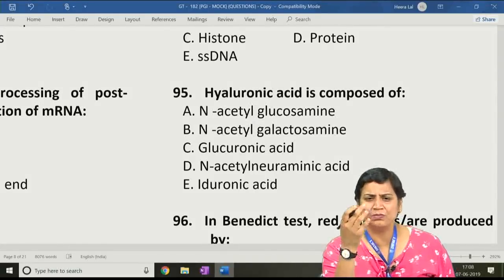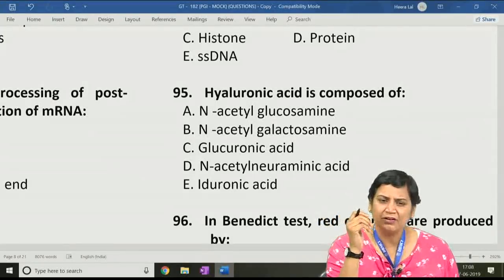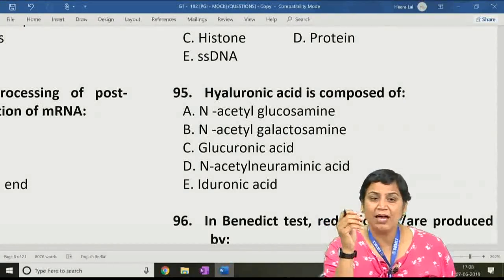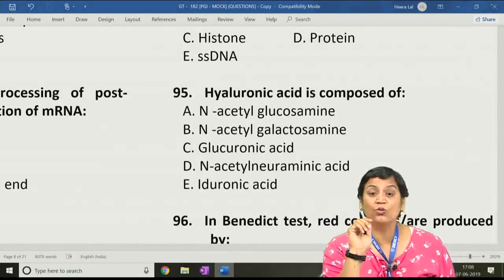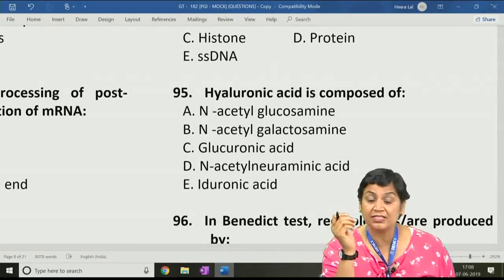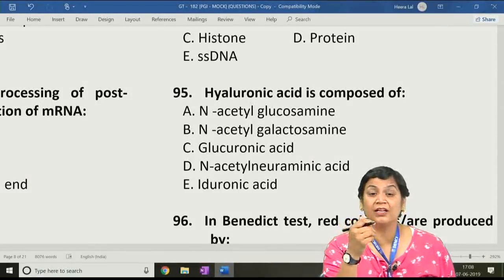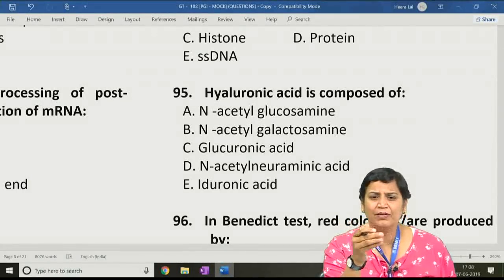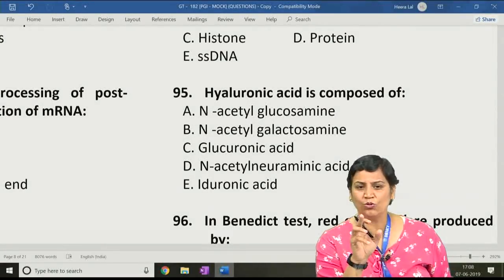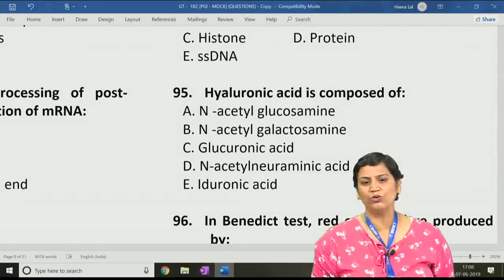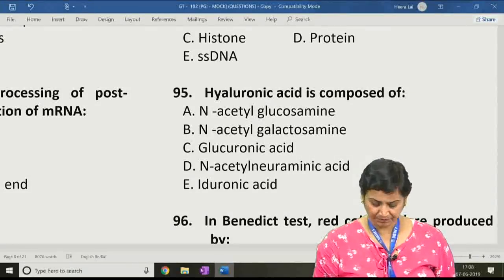Mucopolysaccharides have a wide classification. Some are sulfate containing, some are sulfate free. Some have glucuronic acid, some have iduronic acid. Some have only glucosamine, no uronic acid is there. For example, keratan sulfate is there, chondroitin sulfate, dermatan sulfate. These are all examples of mucopolysaccharides. But hyaluronic acid has N-acetyl glucosamine and repetitive units of glucuronic acid. So the answer to this question is A and C.